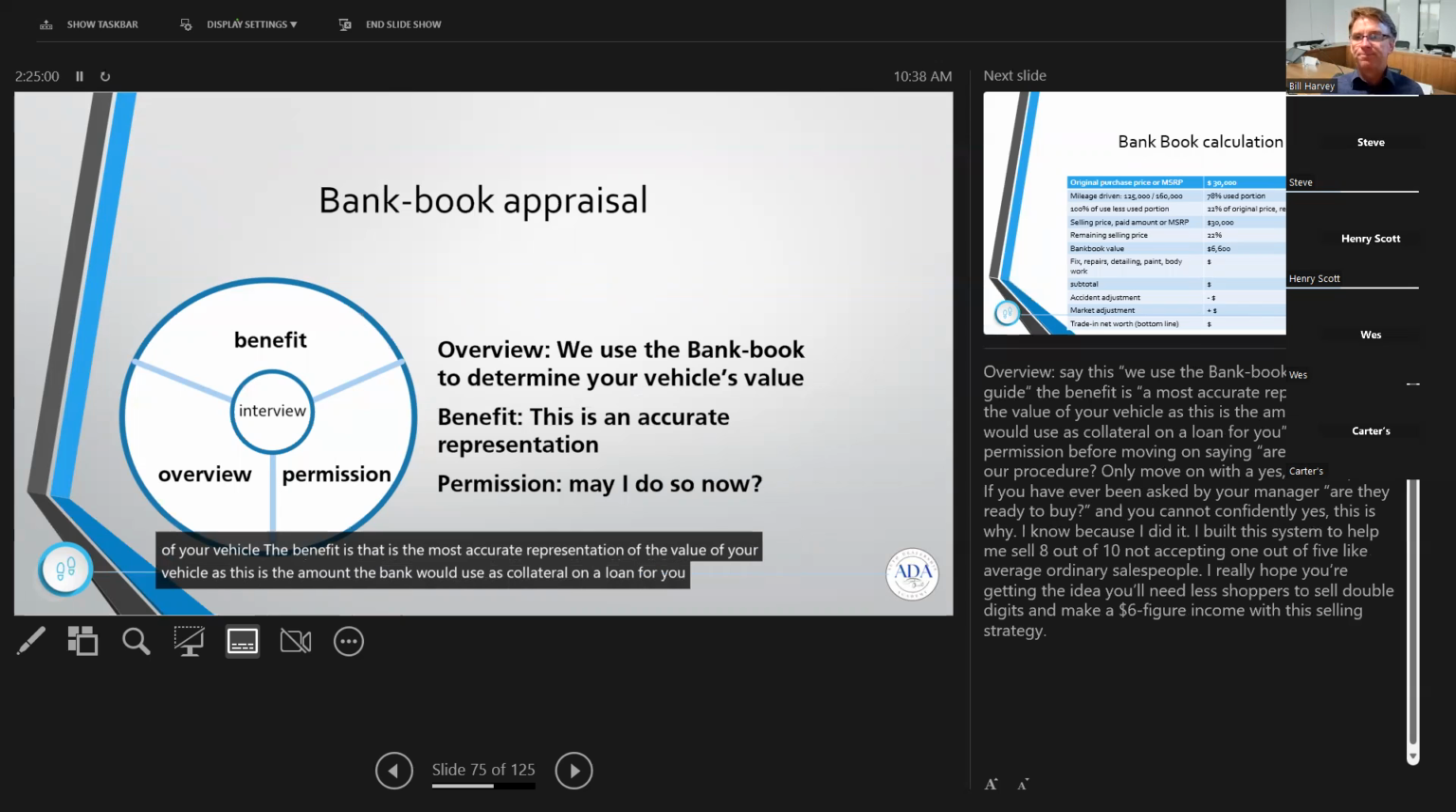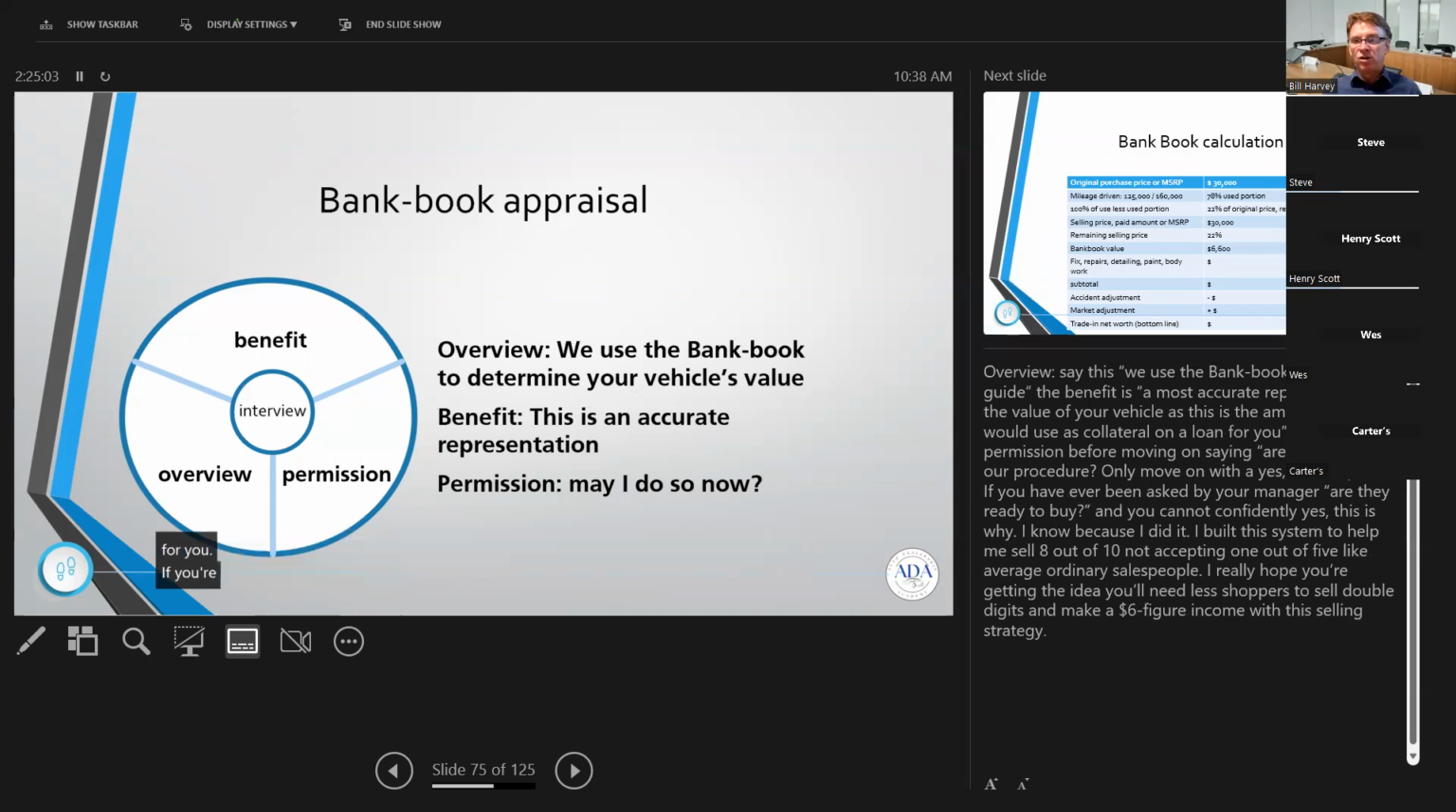I'll repeat that for you. If you're trying to write this down, I'll go slow. The benefit of Bank Book: it is the most accurate representation of the value of your vehicle, as this is the amount the bank would use as collateral on a loan for you. And then you need to get their permission before moving on. You'd say this: are you okay with our procedure? Simple as that.